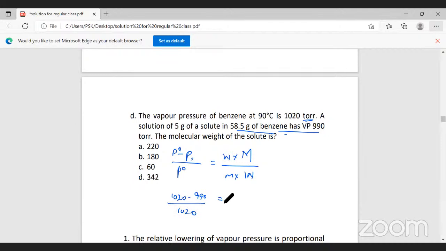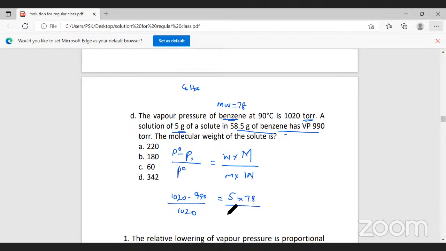This I have to teach you, but anyways, we will see. What is the smaller w? It is 5 grams of solute, 5 into the molecular mass of benzene. What's the molecular mass of benzene? The molecular weight of benzene is 78. You should know how to calculate C6H6: 12 into 6 plus 1 into 6. So 78 is the molecular mass of benzene.